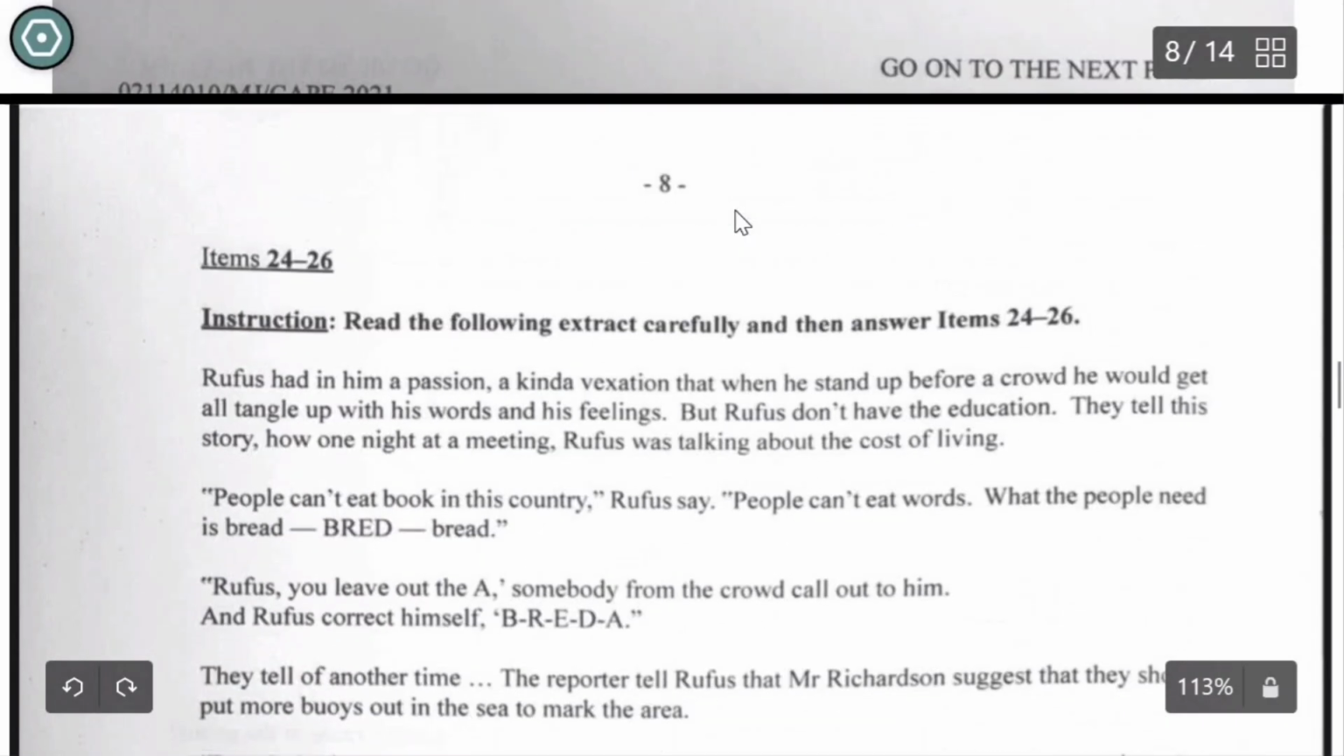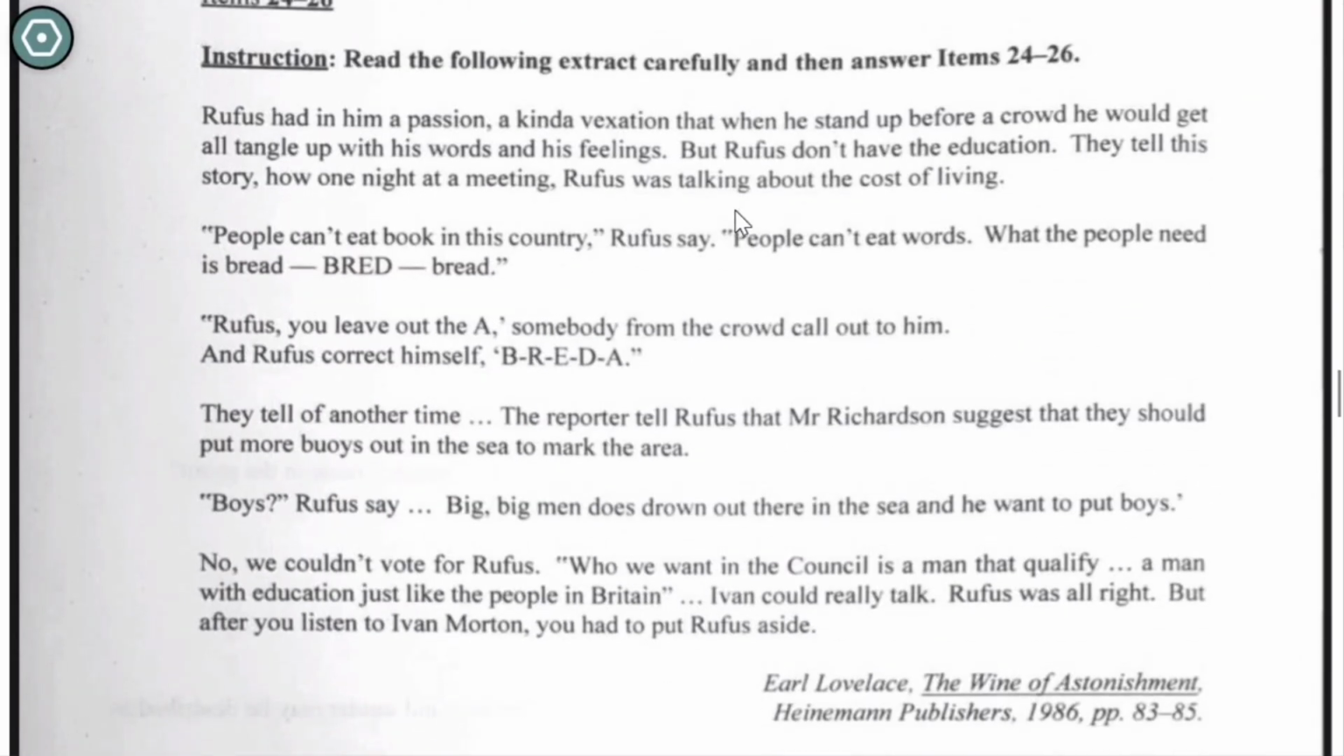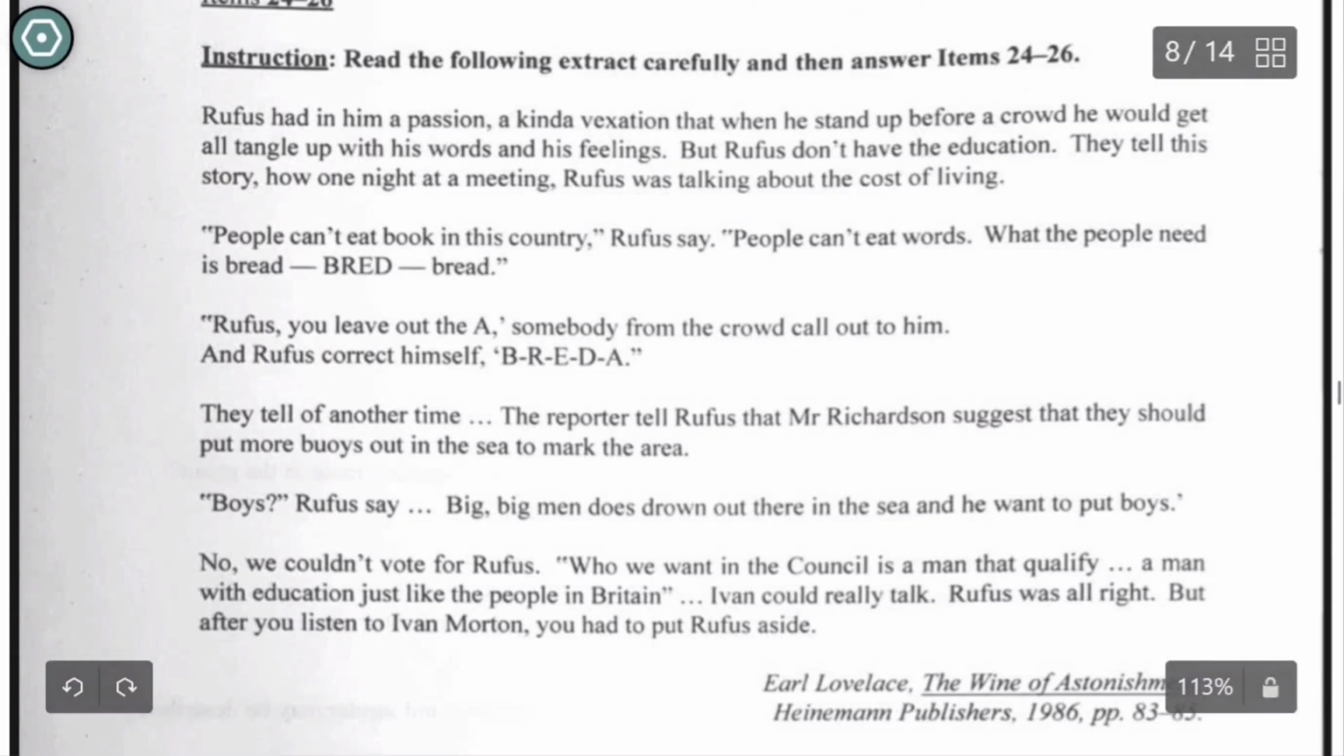Alright, we're coming on. And more reading, of course. So this is from The Wine of Astonishment by Earl Lovelace. I've always wanted to read this book. Alright, so let's see what we have here.